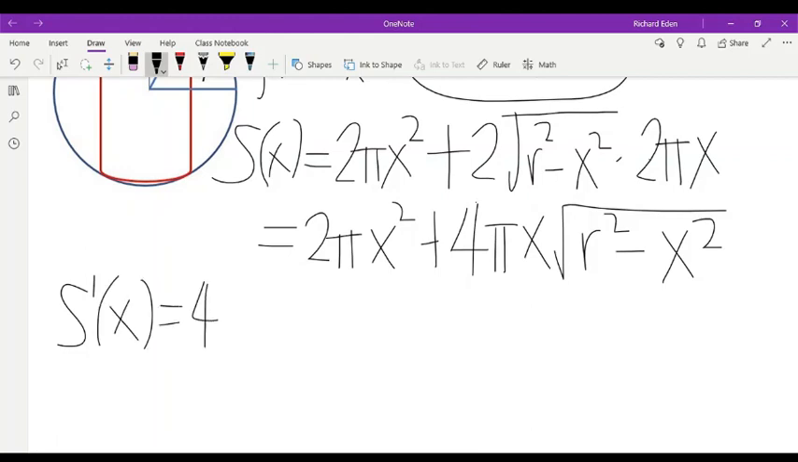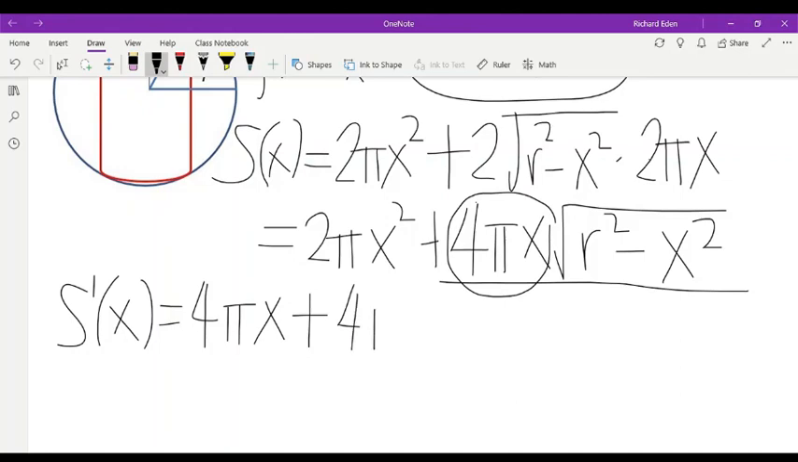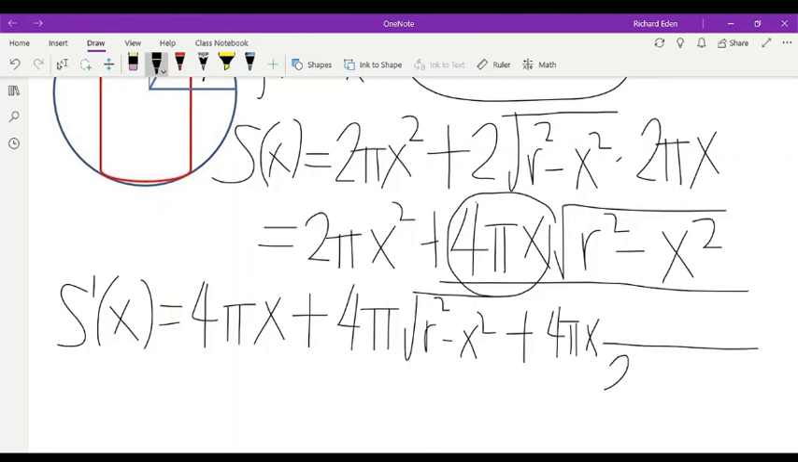You have 4 pi x. And then for this, you're going to have to use the product rule. So let's take 4 pi x as one of the factors. Its derivative is 4 pi. And then we copy the radical, the square root of r squared minus x squared. Next, we copy 4 pi x, and then the derivative of the radical, so that's going to be a 2 downstairs, and the square root of r squared minus x squared also going down, and then the derivative of r squared minus x squared is negative 2x.